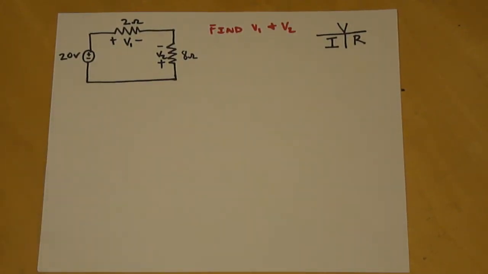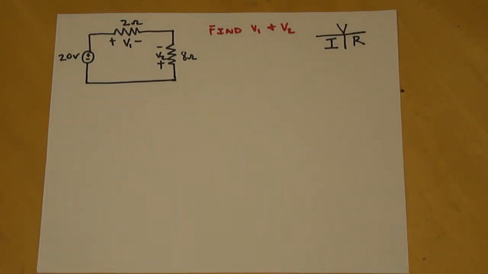Kirchhoff's voltage law. It states that the algebraic sum of the voltage around a closed path or loop is equal to 0. And in this problem we're going to be solving for V1 and V2 by using KVL. As you can see, we have a 20 volt source in series with a 2 ohm resistor as well as an 8 ohm resistor.